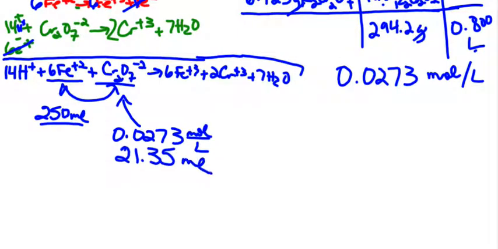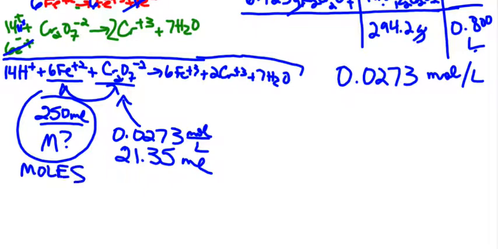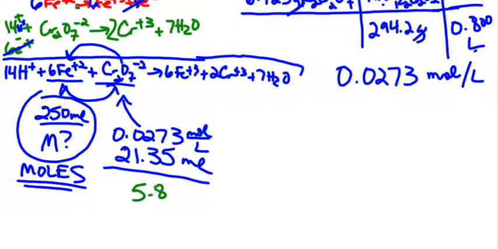35 mils. Okay, so in order for us to figure out molarity here, what are we missing about this iron? We know we're looking for molarity. We know mils. What do we need? We need moles. So we're going to have to do stoichiometry from here to here. What do we need before we can cross the mole bridge? Moles. So let's figure out moles of our known. Take 0.0273 times molarity times liters, 0.02135, and we get 5.83 times 10 to the -4 moles.